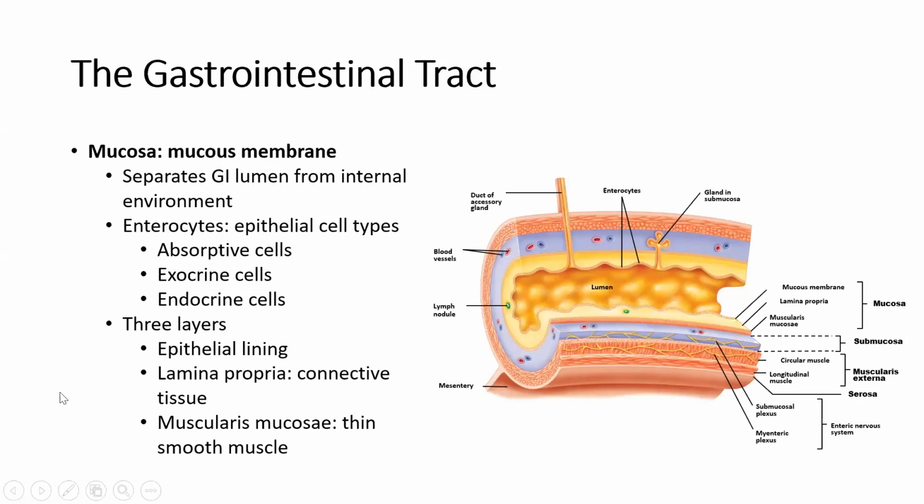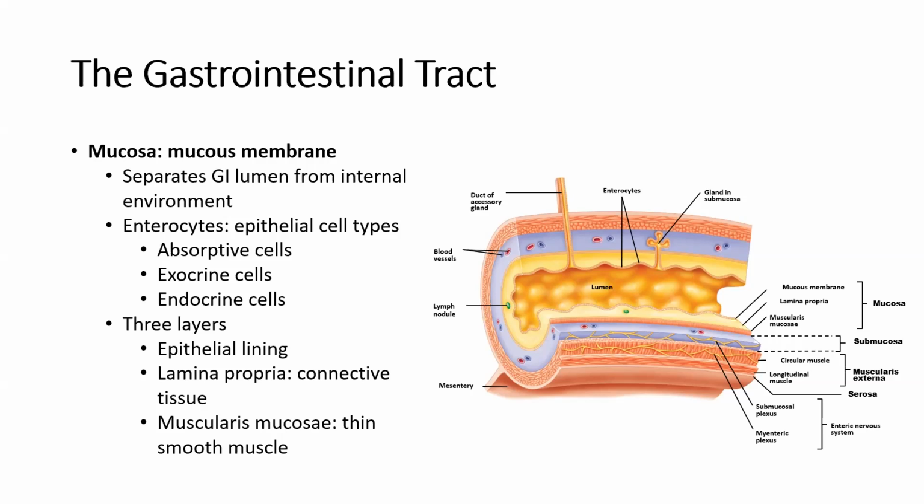So let's talk about the mucosa first off. It's separate from the GI, right? It's going to help determine internal body environment from external body environments. It's basically the lining of the GI lumen itself. These cells that make up the epithelial lining here, we call them enterocytes.